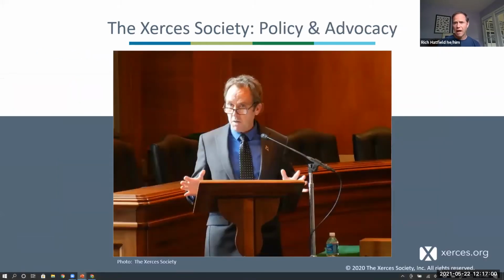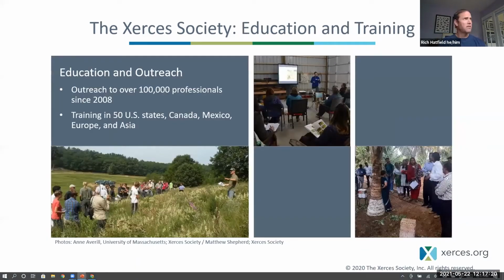And then we also do advocacy. Sometimes this means standing in front of state legislatures or even in Washington, D.C., advocating for new policies to protect invertebrates, whether that be on the pesticide front or for endangered species. And then we do a lot of education and training. Since 2008, we've reached over 100,000 professionals, and we've done trainings in all 50 US states, as well as in Canada and Mexico, and Europe and Asia.